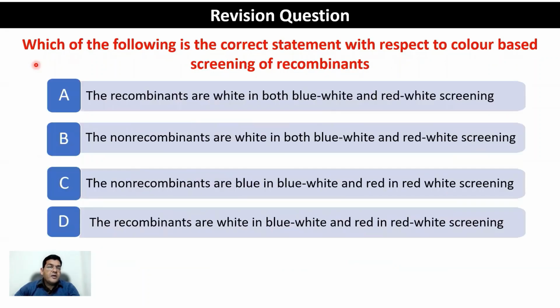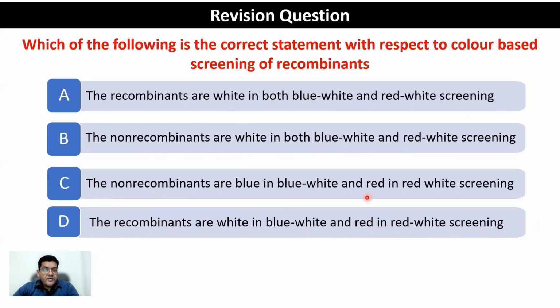So here you are. Which of the following is the correct statement with respect to color-based screening of recombinants? So remember, we're talking of color-based screening of recombinants. We're talking both about blue-white screening as well as red-white screening. Option A, the recombinants are white in both blue-white screening and red-white screening. Option B, the non-recombinants are white in both blue-white screening and red-white screening. Option C, the non-recombinants are blue in blue-white screening and red in red-white screening. And option D, the recombinants are white in blue-white and red in red-white screenings.